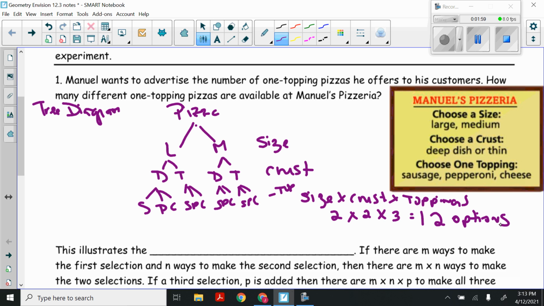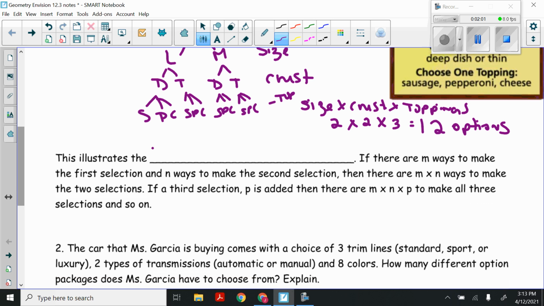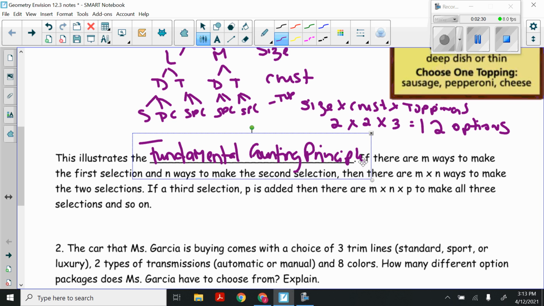This example illustrates what's called the fundamental counting principle. Which states if there are m ways to make the first selection and n ways to make the second selection, then there are m times n ways to make the two selections. If a third selection p is added, then there are m times n times p ways to make all three selections, and so on.